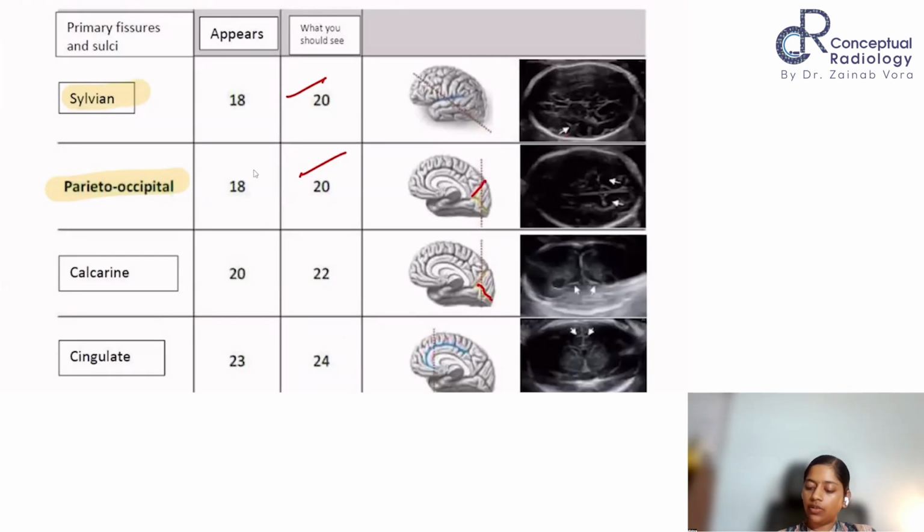So in these images, you see this is the Sylvian fissure, the POS, parieto-occipital sulcus in transventricular plane. At the level of the occipital horns, you see calcarine sulcus. And this is transcaudate or transthalamic plane above the corpus callosum. The first indentation is of callosal sulcus, and then you have the cingulate.